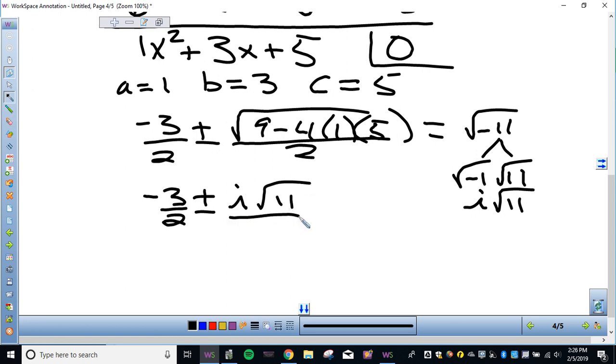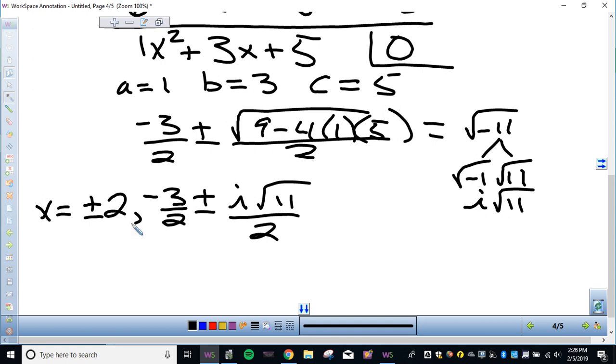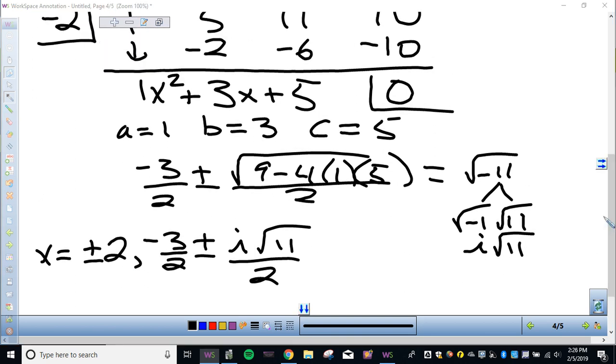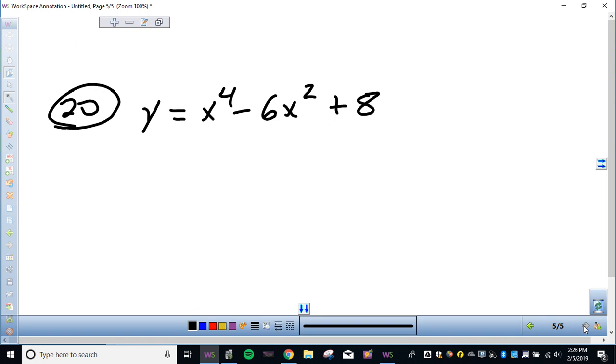I square root 11 over 2. What's my other answer? Negative 2 and positive 2. So x equals plus or minus 2 from the graph, and that's it. Okay, last one. Yeah, that's it. So that's 2 answers, right? And then negative 3 halves plus I square root of 11 over 2. Third answer, negative 3 halves minus I times square root of 11 over 2. Fourth answer.